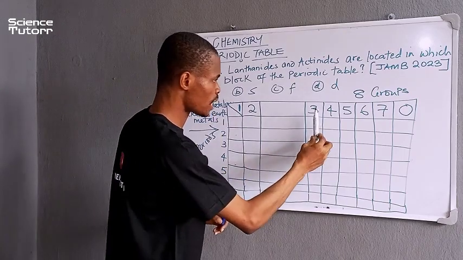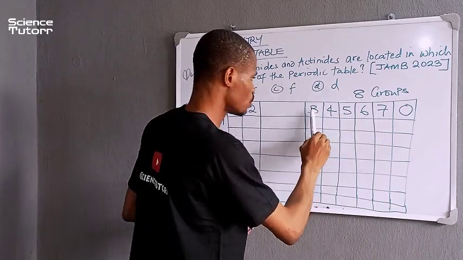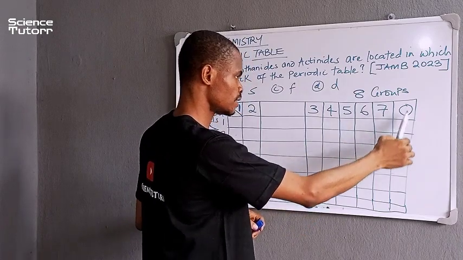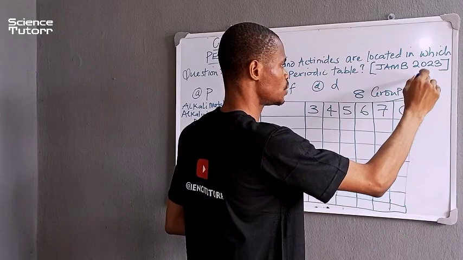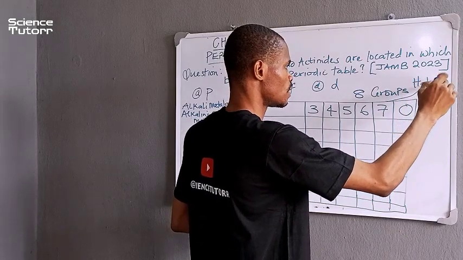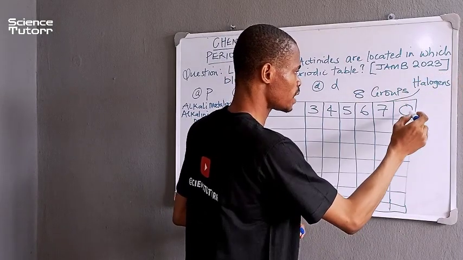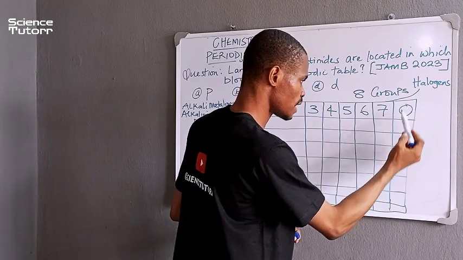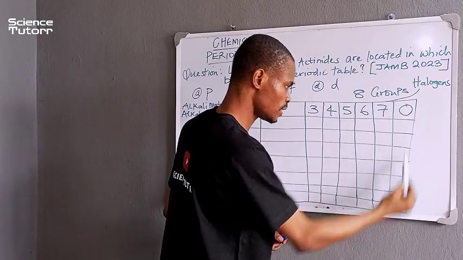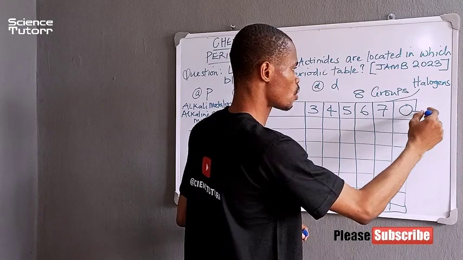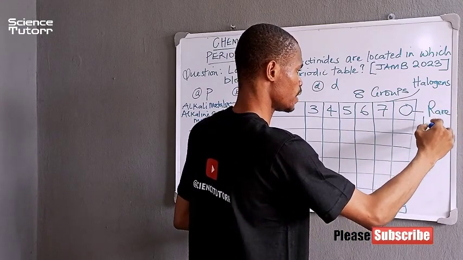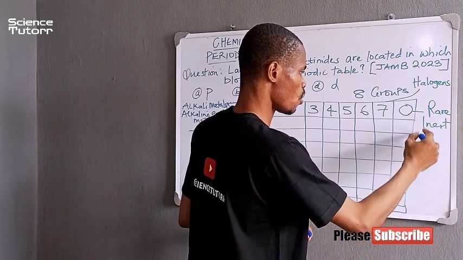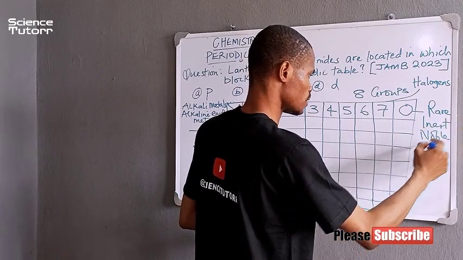Now, moving across the period, we have group 3, 4, 5, 6, and 7, and then 0. Group 7 elements, we call them the halogens. While the group 0 elements, we call them the rare gases. They are the rare or inert or the noble gases.